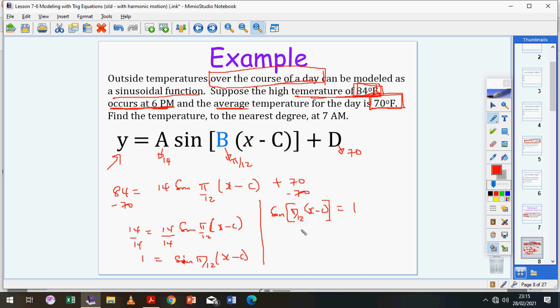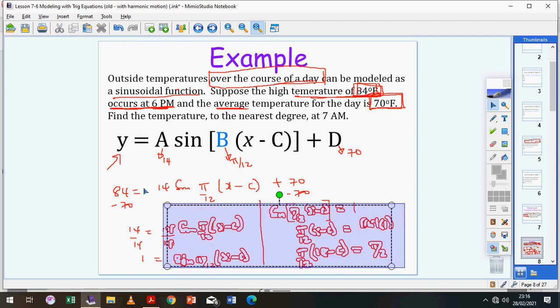So the angle on this side, x minus c, is equal to the inverse sine of 1. I hope you guys remember that the inverse sine of 1 is 90 degrees, which is pi over 2. On this side I have pi over 12. I have not substituted for the x value this whole time. I should have done that earlier, but it doesn't matter. It's 18 minus c. Now when I solve this for c, you will find that, just create more space.